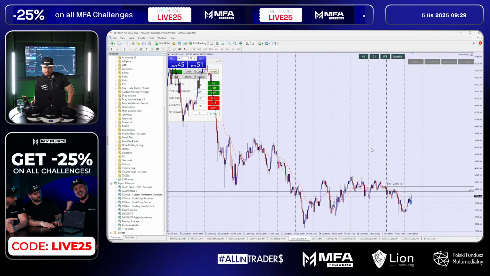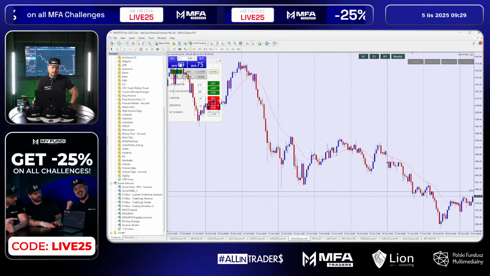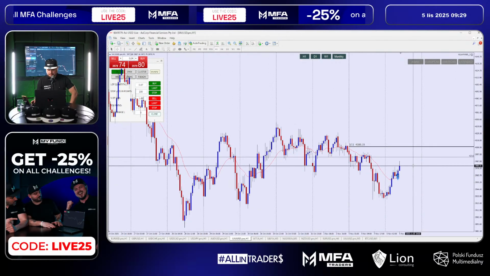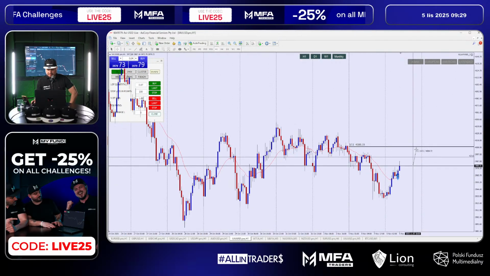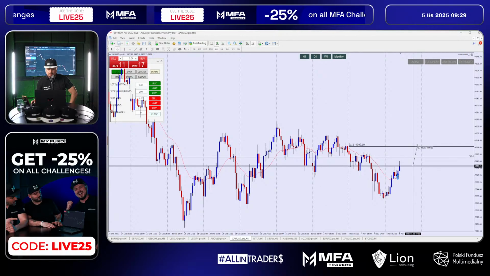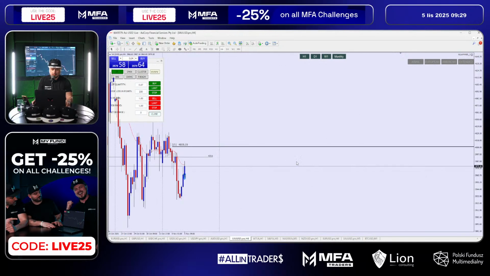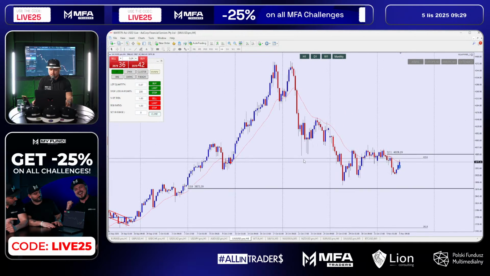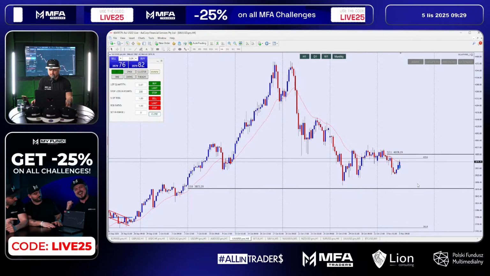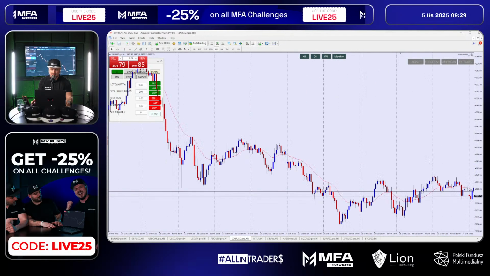Okay, gold. We got a target. Oh yes, we got a target, guys. Let's have a look. We have the target, but market structure is bearish. Market structure is bearish from the 4 hour time frame, and also it's bearish from the 1 hour time frame.